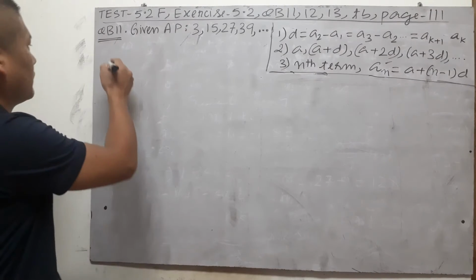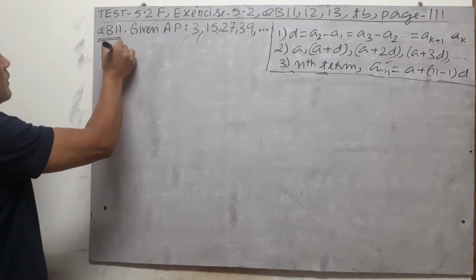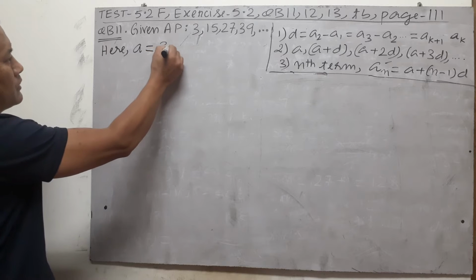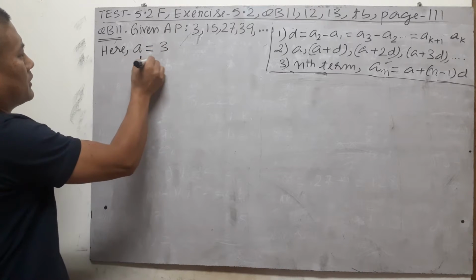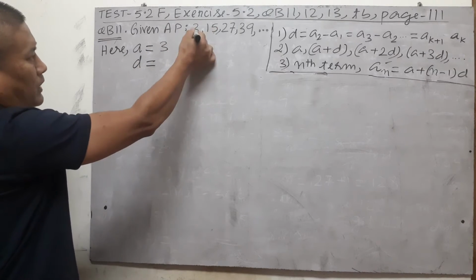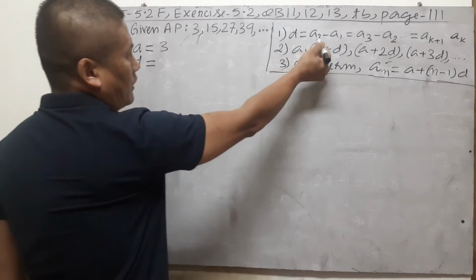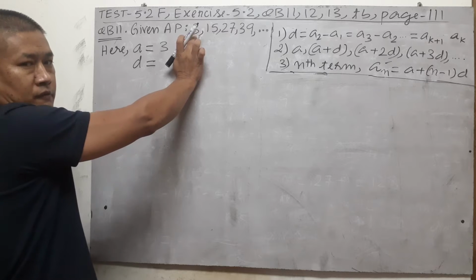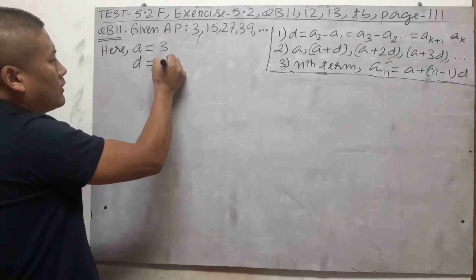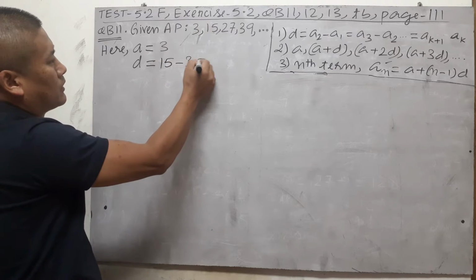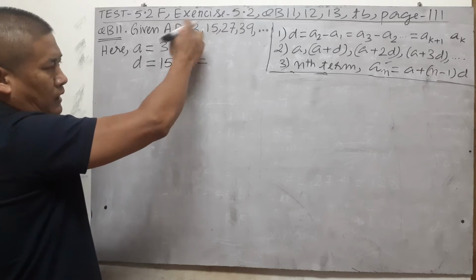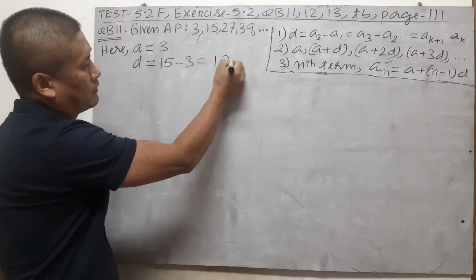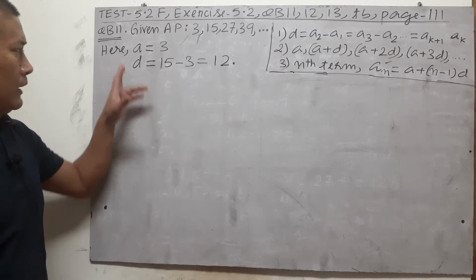So from here we can say the first term is very clearly given. This first term here, 3, and the common difference D will be A2 minus A1, the higher minus the in front one. Okay, so 15 minus 3, A2 minus A1, not A1 minus A2. 15 minus 3 is 12. So we have A and D now.